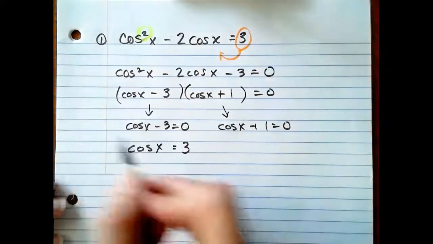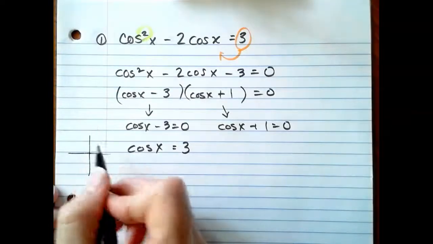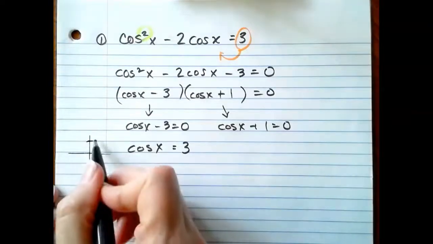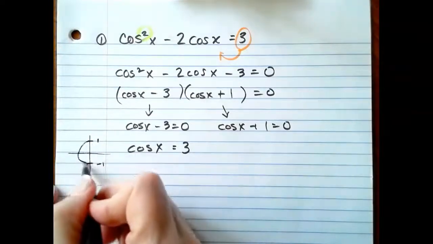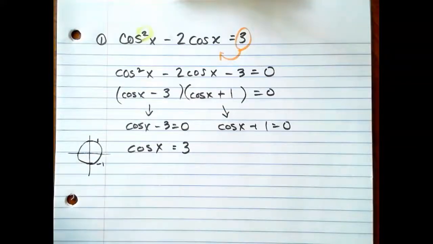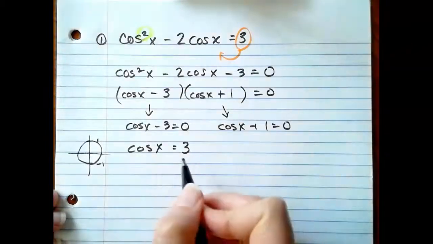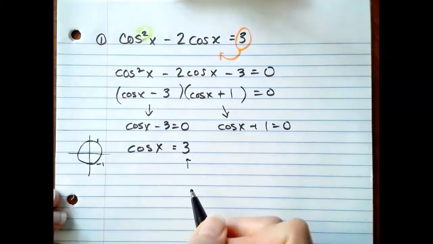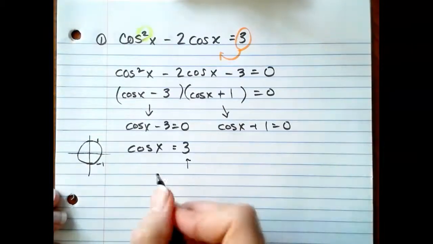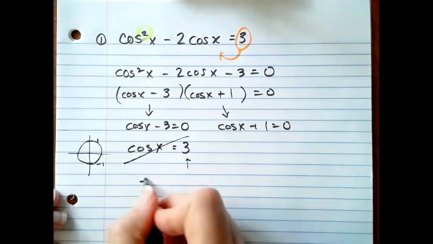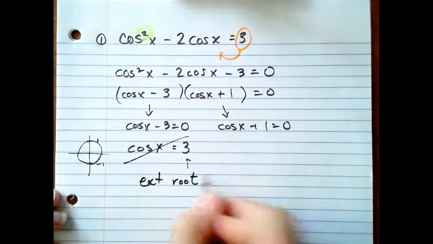If you think about the unit circle, positive 1, negative 1, there we go. So why am I showing you this? Well, the range of the sine and the cosine goes from negative 1 to positive 1. So this particular value of 3 is out of the range. Therefore, that is an extraneous root.